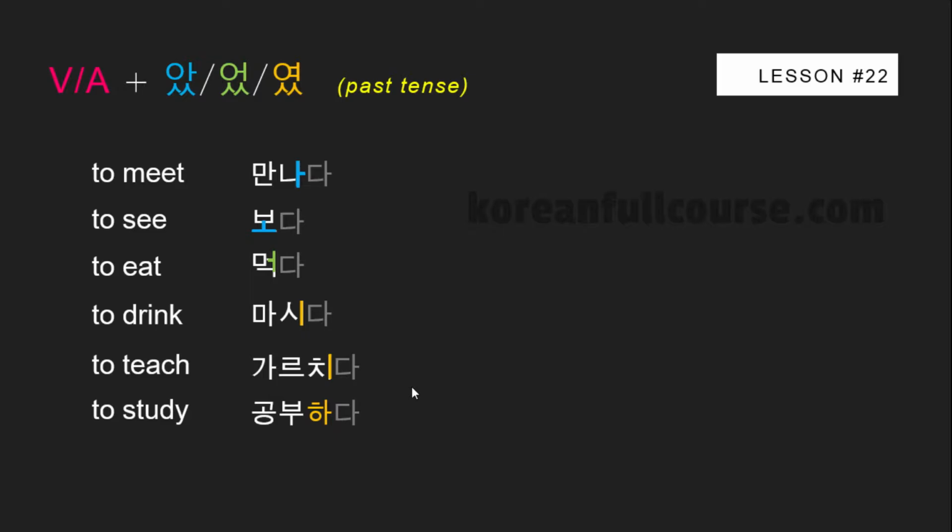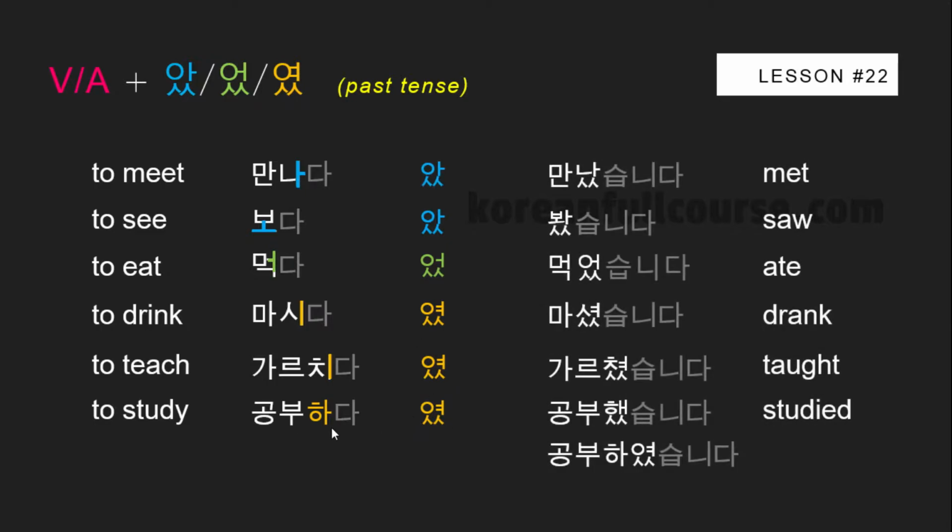But remember, all verbs and adjectives where the stem ends with 하 are different from other verbs and adjectives where stems also end with a, for example 만나다 or 가다, in the sense that you need to use different suffixes for them. 았 for 만나다 and 였 for 공부하다. 만났습니다, 보았습니다 or 봤습니다, 먹었습니다, 마셨습니다, 가르쳤습니다.